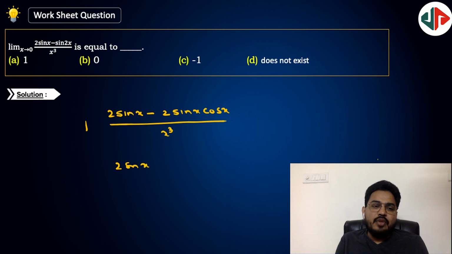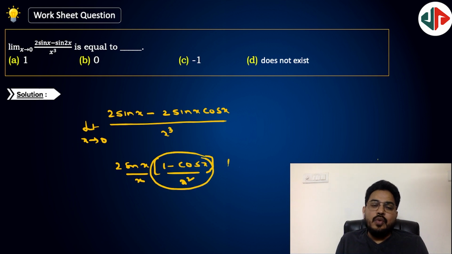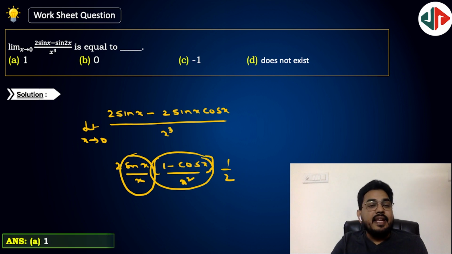Actually, every time you are supposed to write limit x tending to 0, but in the objective exam, better avoid writing it. Here, what happened? 1 minus cos x. So you keep 1 x here, 1 x square here. So this value is equal to 1 by 2. This value is 1. So the final answer is 1. The final answer is 1.